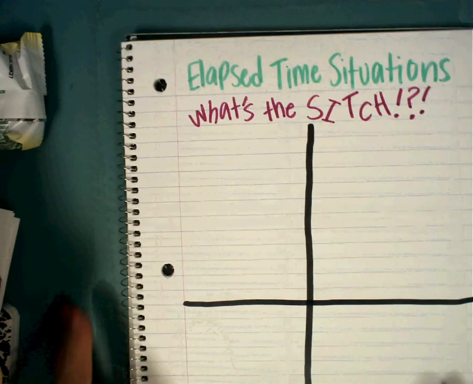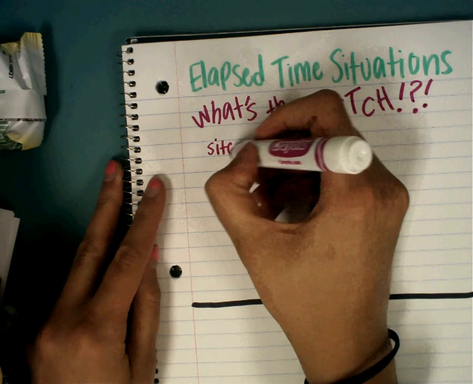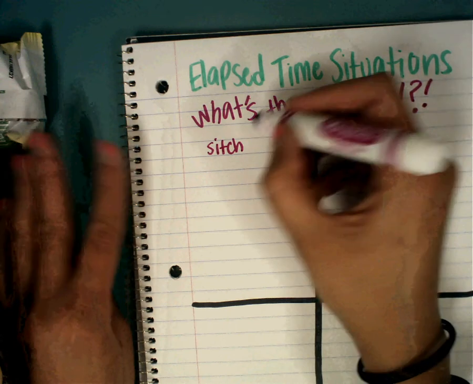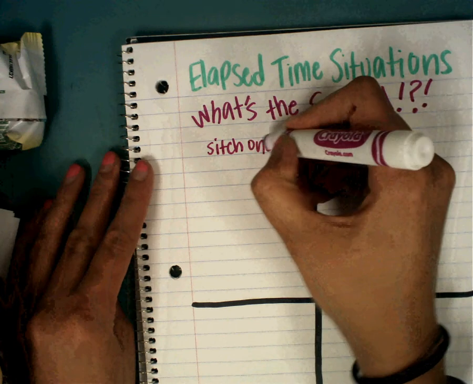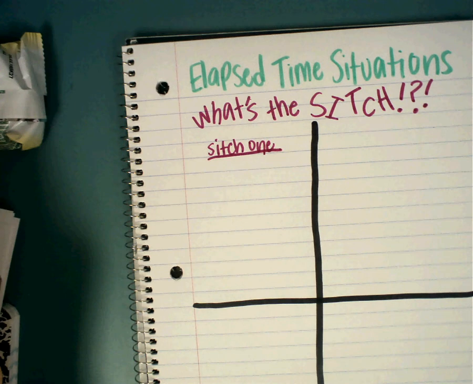Sitch one is that we are finding the end time, okay? So we're given the start time, and we're given the elapsed time. We're trying to find the end time. So let's go ahead and write that.